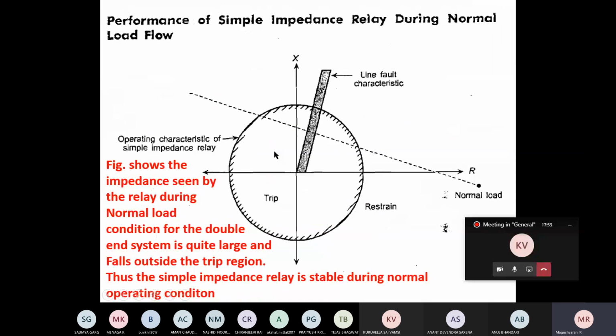We saw this diagram. So the normal load impedance is this point. If the load is R minus jX, or if the load is R plus jX, it will fall here anyway. But the impedance falls very far away from the characteristics. Thereby the relay is not going to operate. And compared with the reactance relay, the region where the relay will operate, the trip region, is very small.